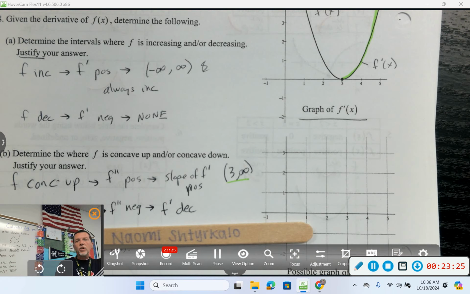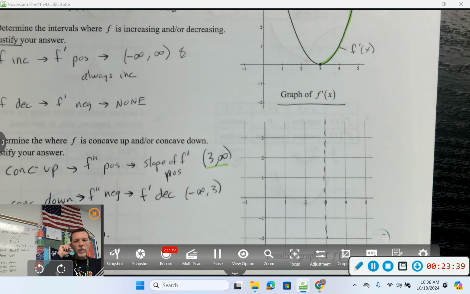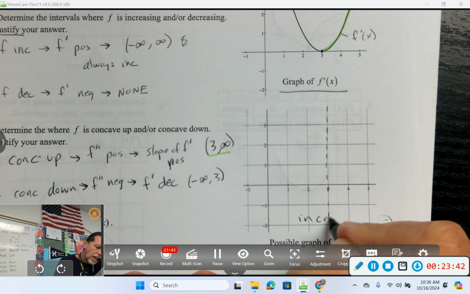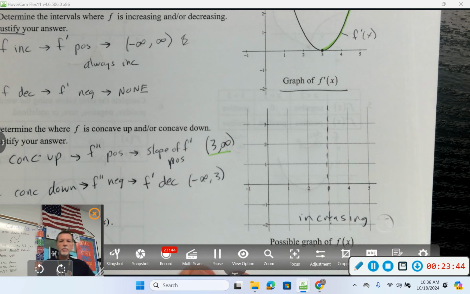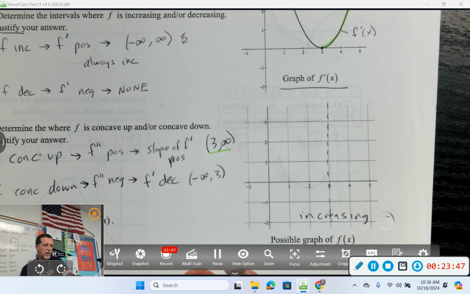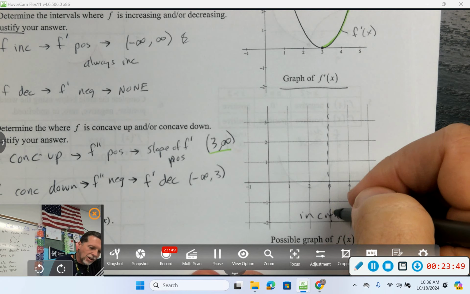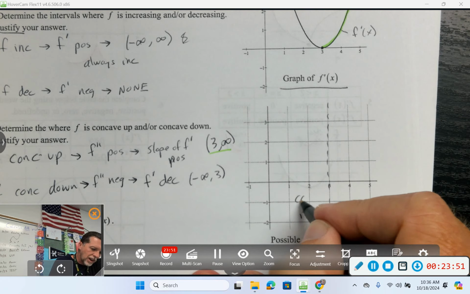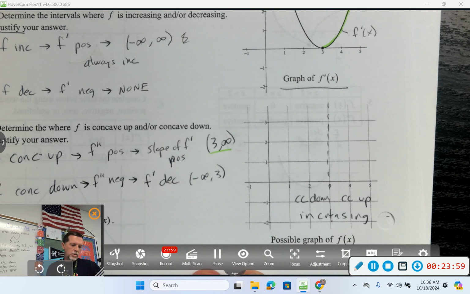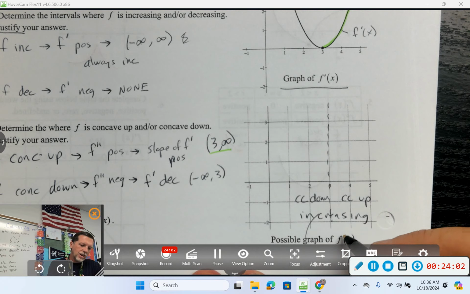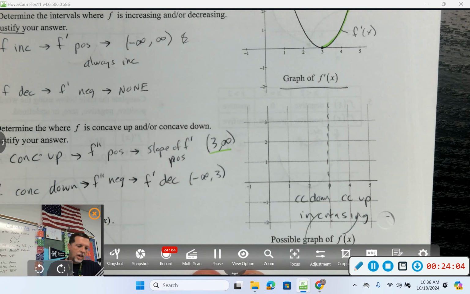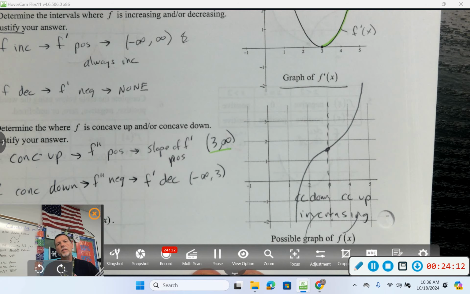Okay, so something's going on at 3. We're increasing the whole way. So my graph is just going up the whole way. But when x is 3, we switch from being concave down to concave up. So I want to be concave down and increasing, and then concave up and increasing. And it didn't tell us a point to start, so it doesn't really matter where that point is. Something like that.